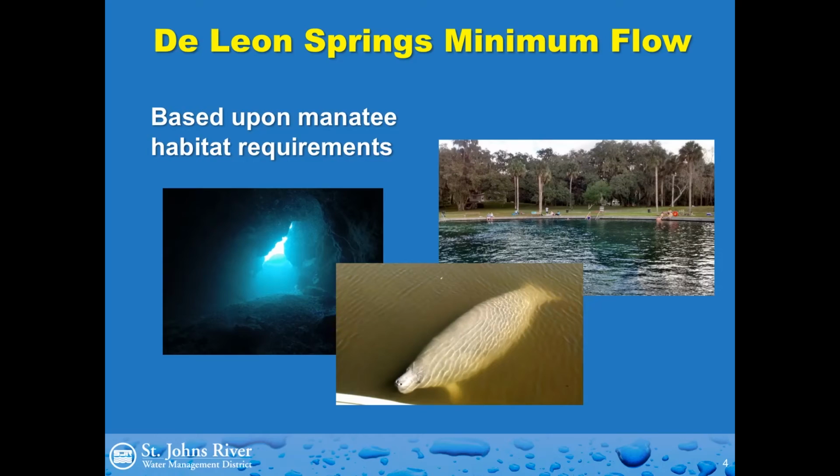As an example of setting MFLs on the most sensitive or constraining environmental criteria, the DeLeon Springs minimum flow, which was recently adopted into rule, is based on the habitat requirements of the Florida manatee. Once we determined that manatee winter refuge habitat was the most sensitive criterion, we worked with the Florida Fish and Wildlife Commission to set a minimum flow that ensures no significant harm to the Florida manatee. But then next we looked at the other environmental values mentioned on the previous slide to ensure that the recommended minimum flow protected those values as well.